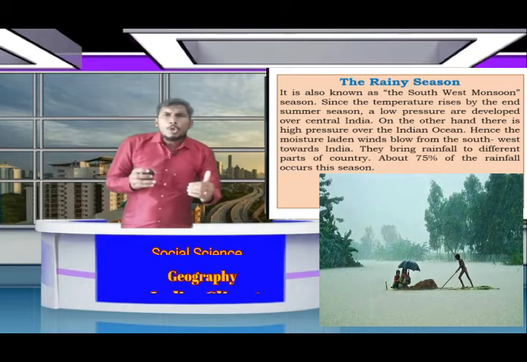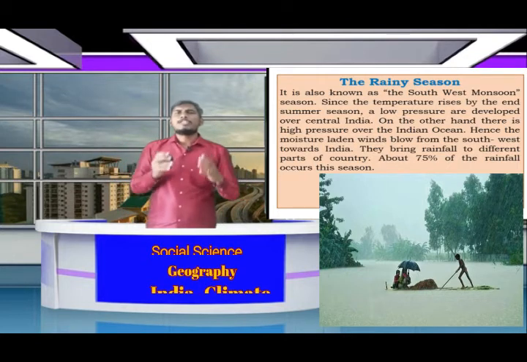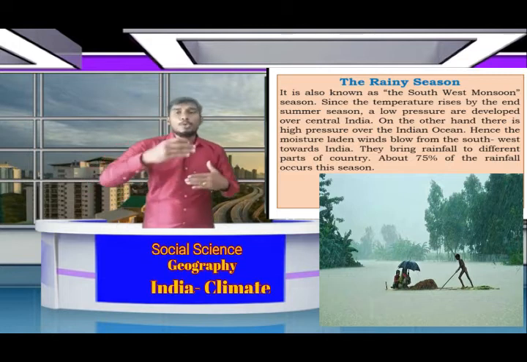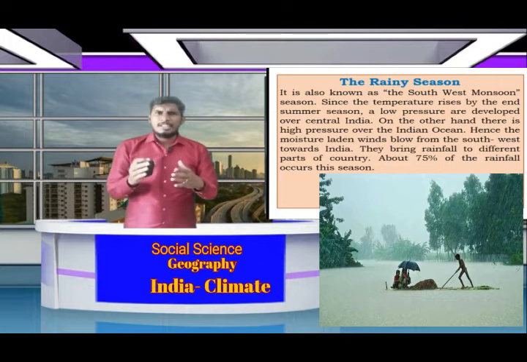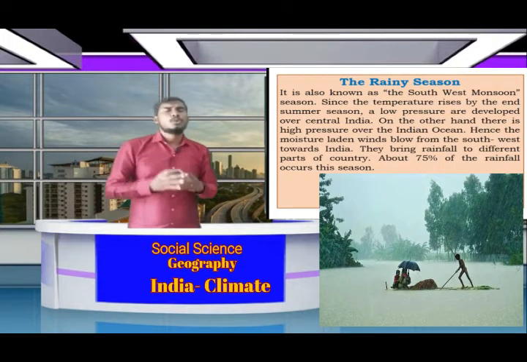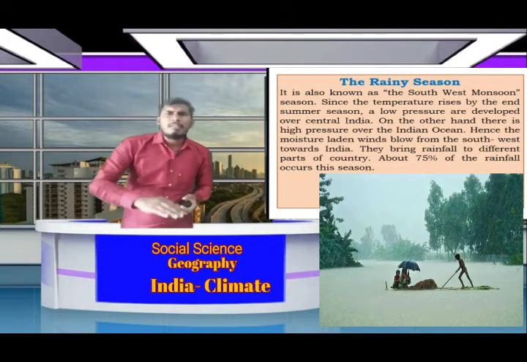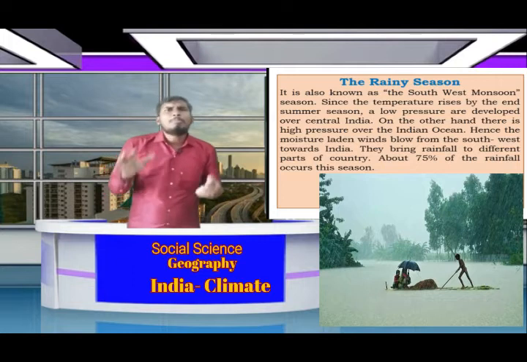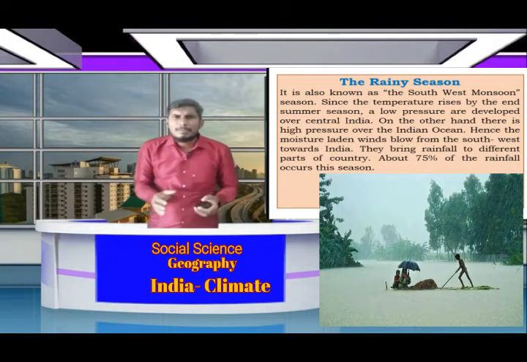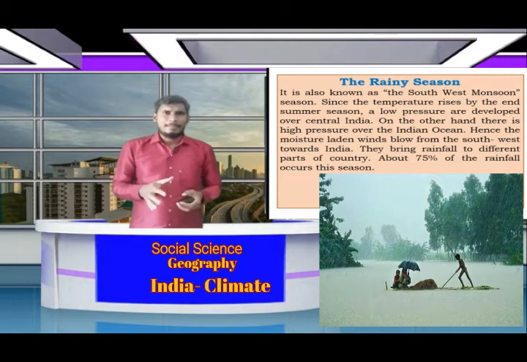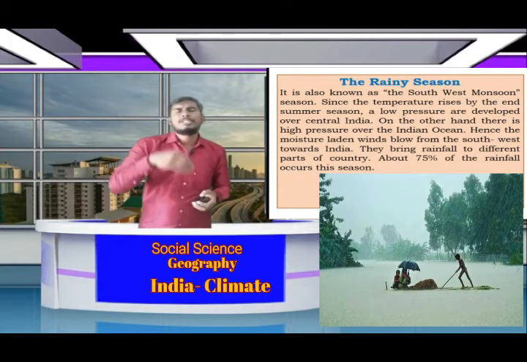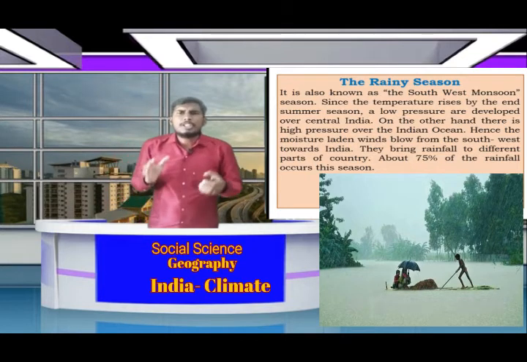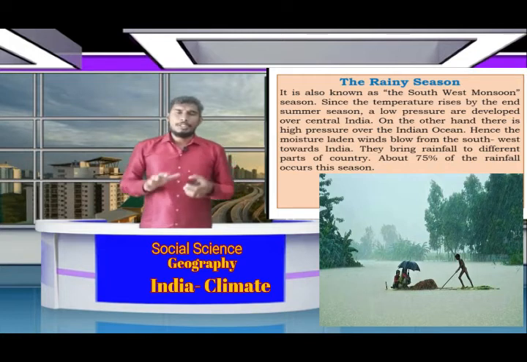It is also known as the southwest monsoon season. As you watched in the video, the southwest monsoon starts. In this rainy season, it is called the southwest monsoon season. Since the temperature rises by the end of summer, that is at the end of May, a low pressure area develops over central India. On the other hand, there is a high pressure over the Indian Ocean.